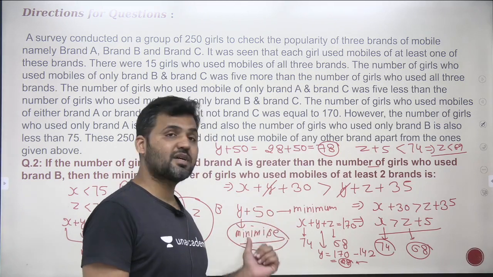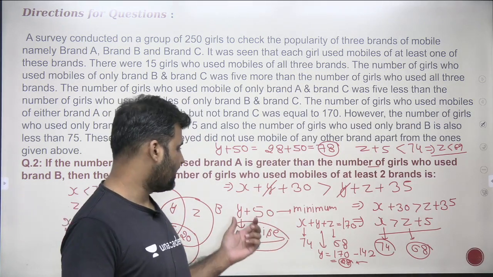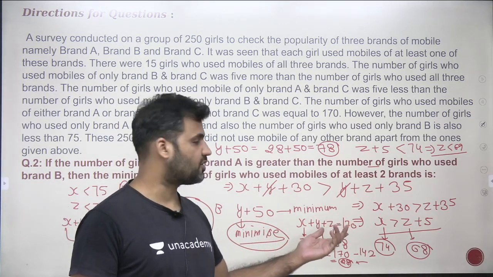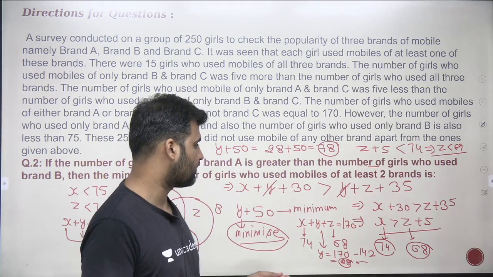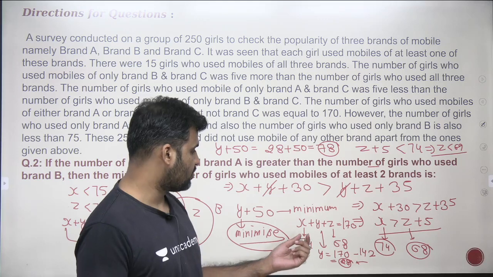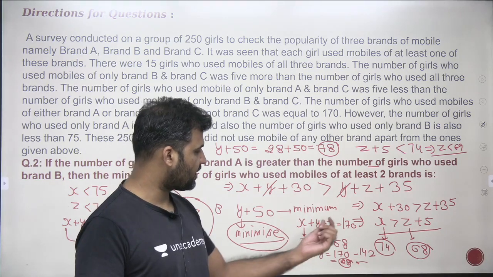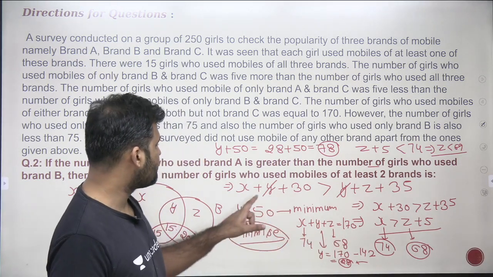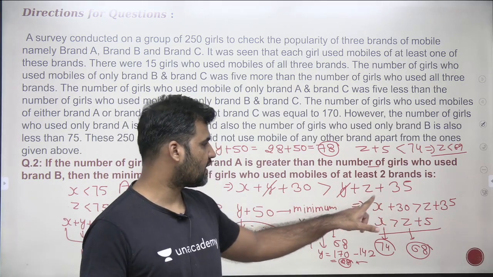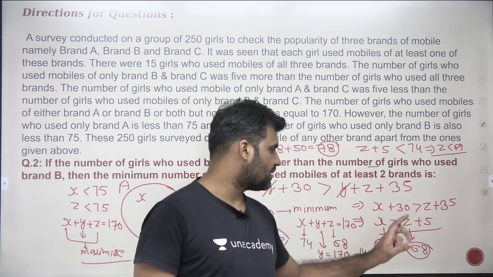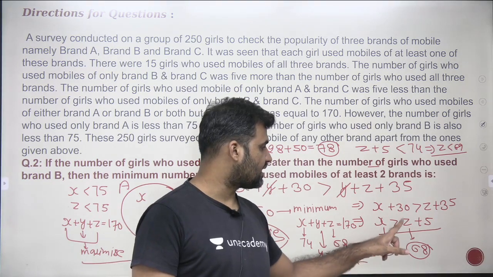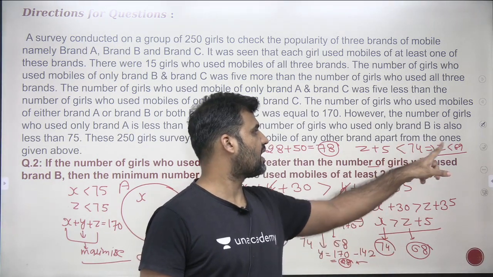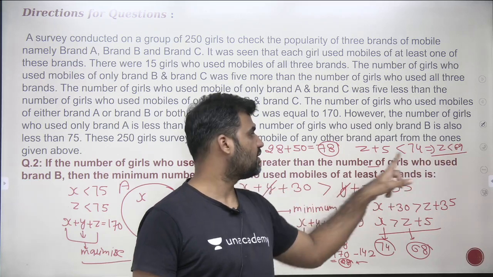We were supposed to minimize the Y, and Y will get minimized when X and Z get maximized, because X plus Y plus Z is a constant value which is equal to 170. So to minimize Y, I need to maximize X and Z, but I also need to make sure that this value should be greater than this value. And to make this value greater than this value, I need to take X the maximum possible value, Z, and in that case Z should be less than 69, and less than 69 integral value is 68.